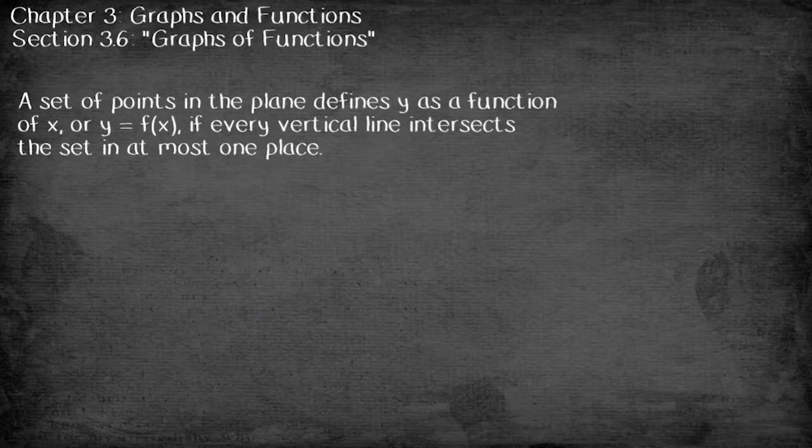So what we have is the following result. This is a way of testing whether or not a graph you have represents a function. A set of points in the plane defines y as a function of x, or y equals f of x, if every vertical line intersects the set in at most one place. This is the so-called vertical line test.